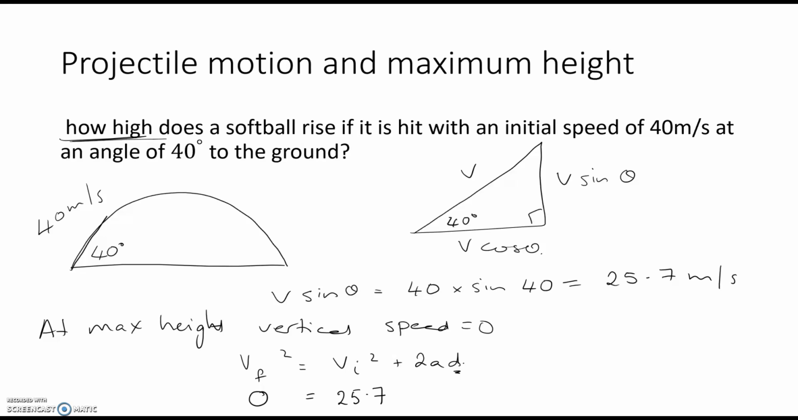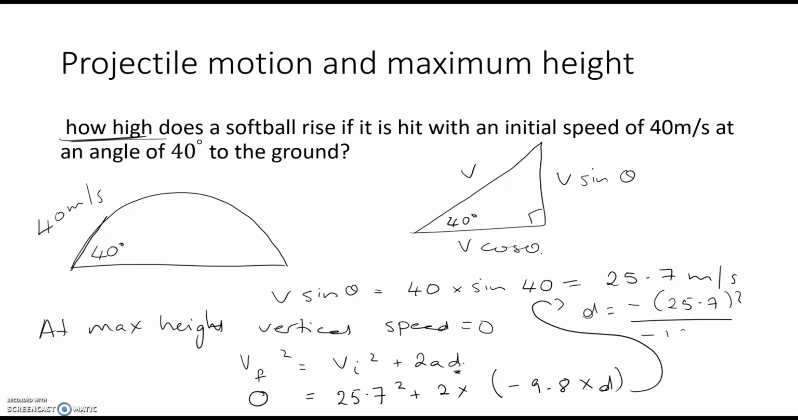25.7 squared plus 2 times, now it's coming down again, so it would be negative 9.8 times the thing that we don't know, and we can use some maths to find that that's equal to negative 25.7 squared over negative 19.6. Do it all at once in your calculator and you get that it's approximately 35 meters high at the highest point.